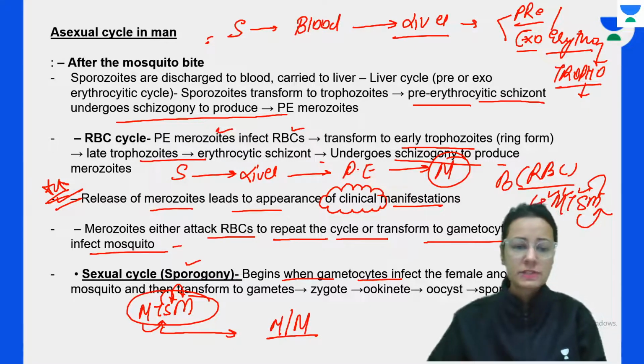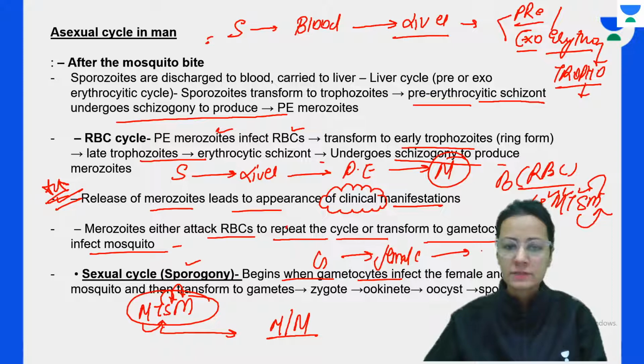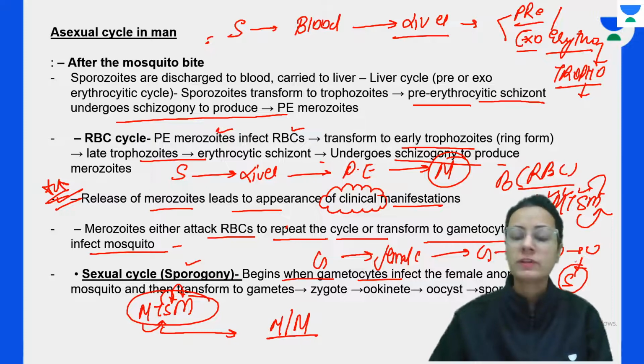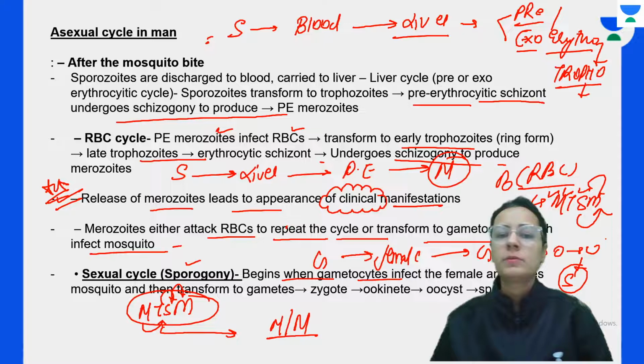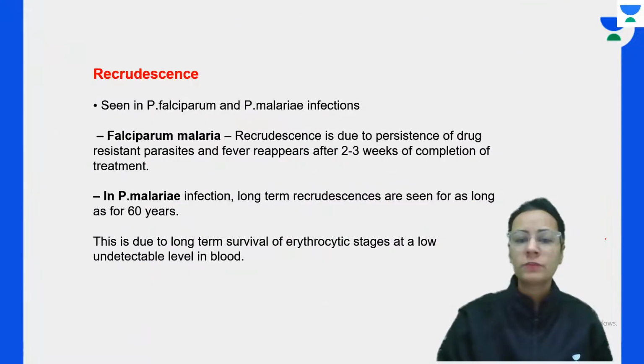So, the sexual cycle begins when the gametocytes infect the female Anopheles mosquito and then transform to gamete, then zygote, then ookinete, oocyst, and the sporozoite. And this sporozoite will again bite the human and will infect the person. So that is the infective form for the humans.